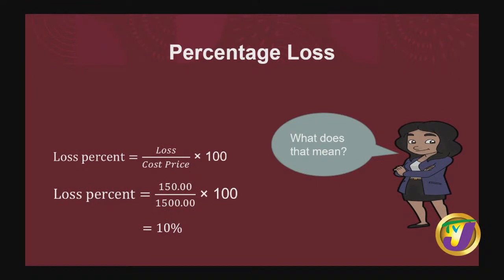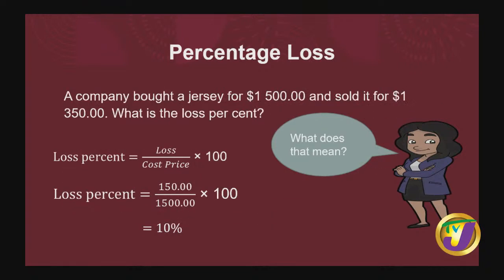So what happens? We spoke about making a profit before on the sale of the jersey. But what happens if we sold the jersey for less? We bought the jersey for $1,500 and we sold the jersey for $1,350. So I'm selling the jersey for less than I bought the jersey for.